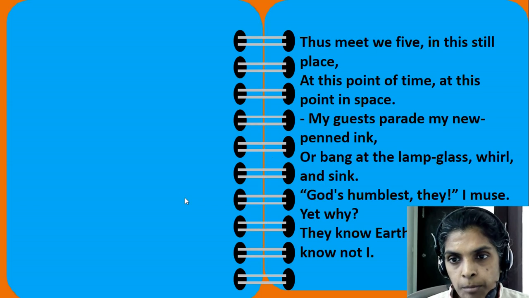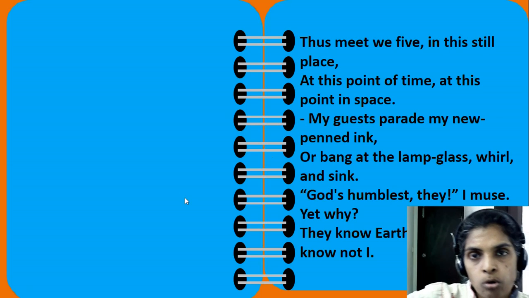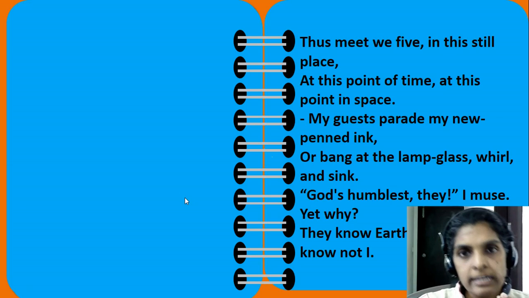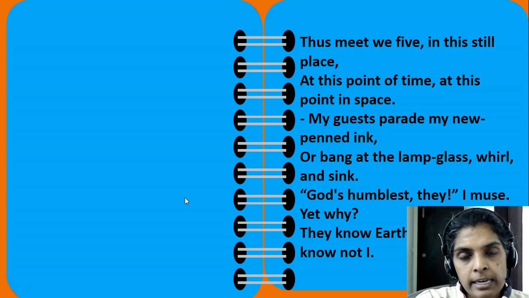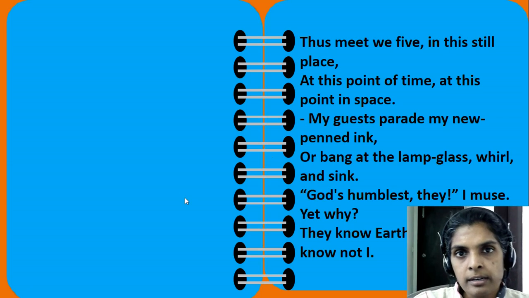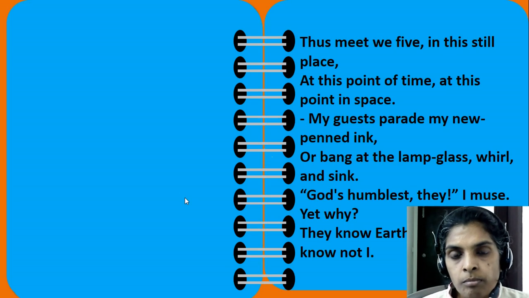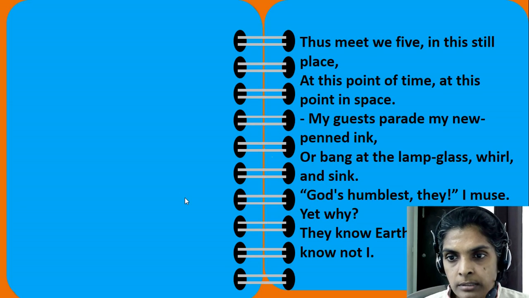My guests parade my new penned ink. So these are four guests. What are they doing? They're parading, they're walking all over his new penned ink. Means he has written something on his page. We saw, right? So on his page, it is newly written, and on that page they are all walking around. Then what do they do? Or bang at the lamp glass, whirl and sink.